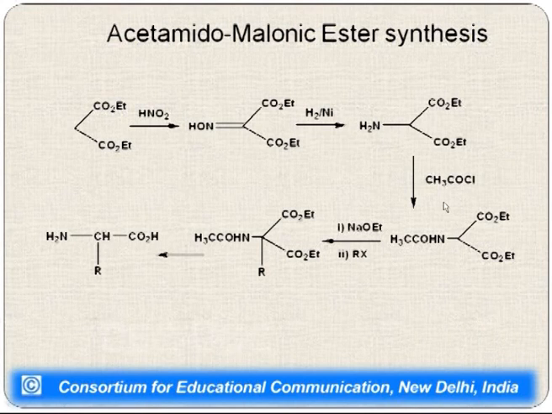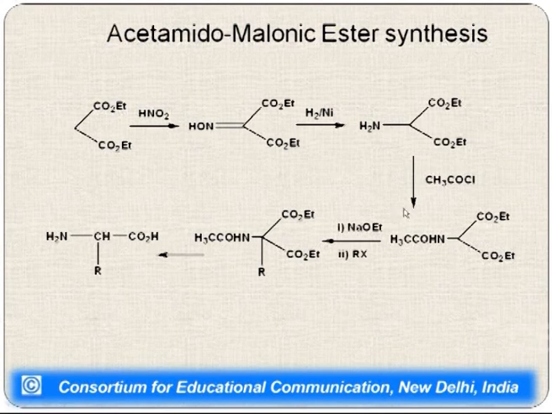So, we do a simple protection here with acetyl chloride, which gives you the acetylated amino group, that is CH3CONH, attached to the diethyl malonate. That is why it is called acetamido: this is CH3CONH, the acetamido group, and this is the malonic ester. So, malonic ester and acetamido make the acetamido-malonic ester synthesis.